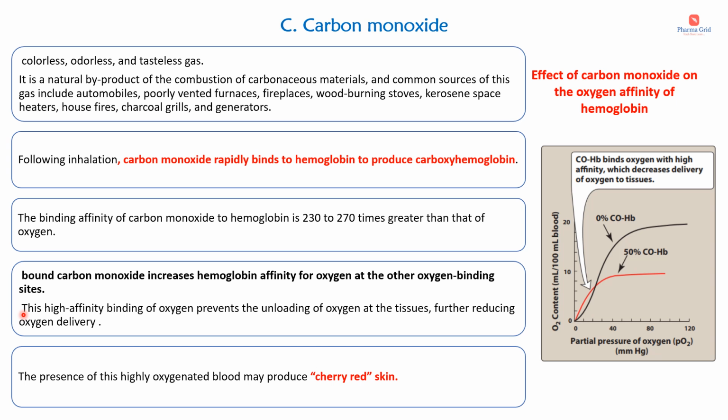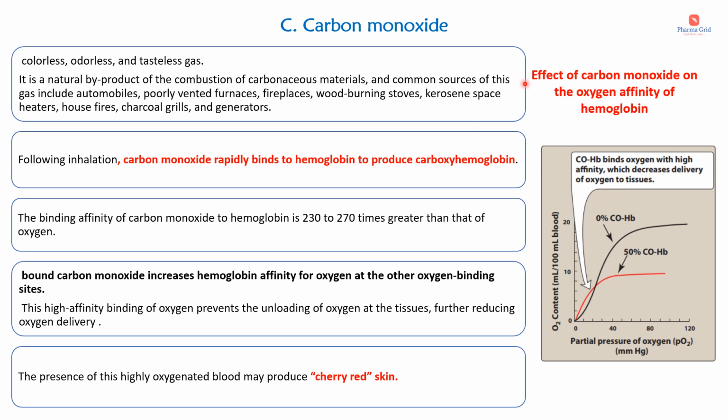This carboxyhemoglobin has got high binding affinity for oxygen. So, this high binding affinity prevents oxygen unloading to other tissues. That is, oxygen will not be delivered to the tissues, thereby reducing the oxygen delivery. The presence of this highly oxygenated blood may produce cherry red skin. So this cherry red skin is a characteristic feature of carbon monoxide poisoning.